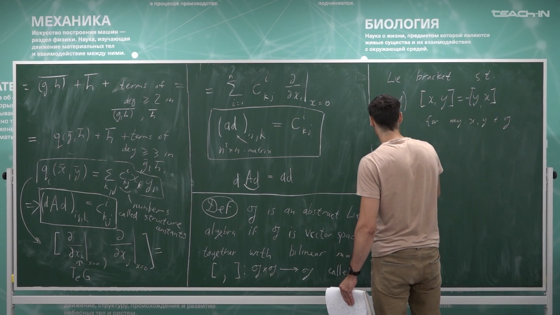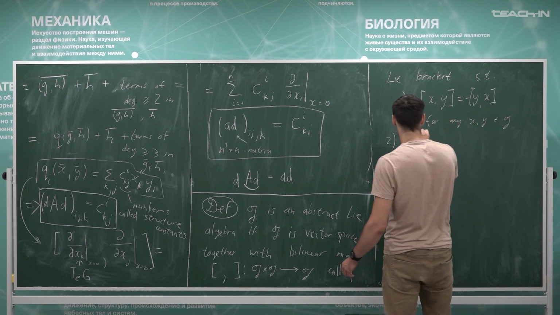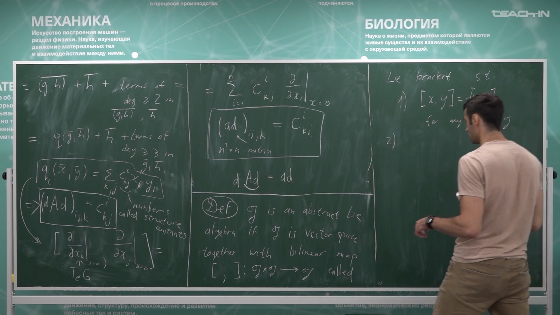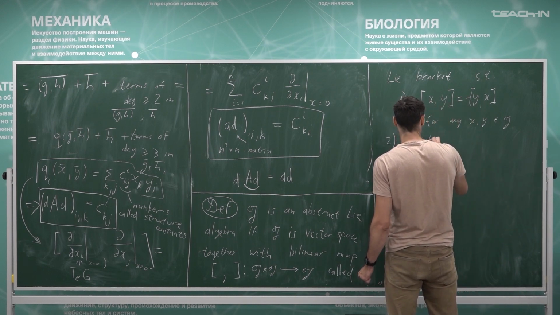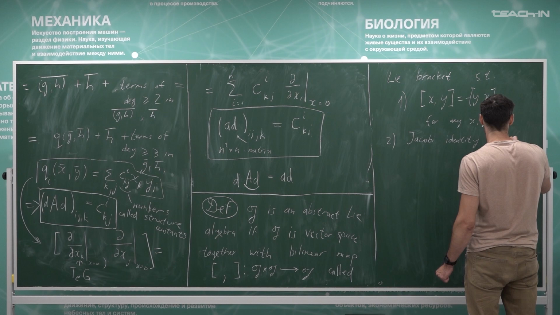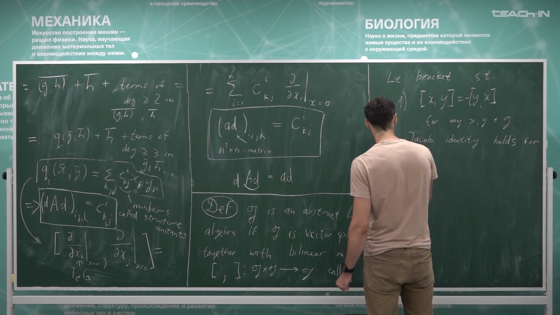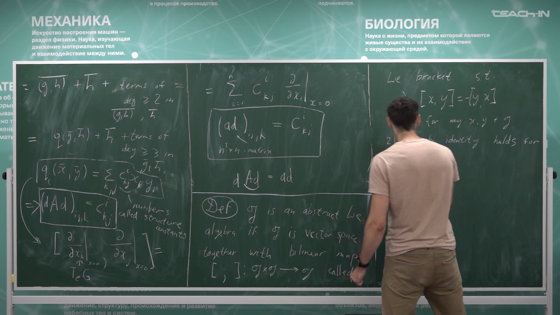And second, this bracket satisfies the Jacobi identity. So the Jacobi identity holds for the Lie bracket.